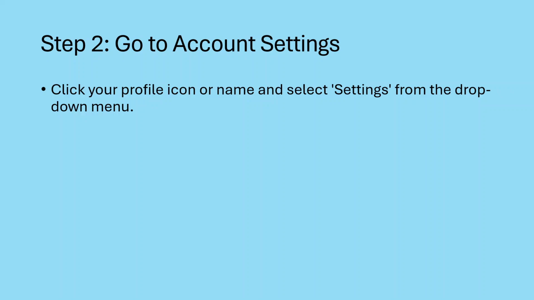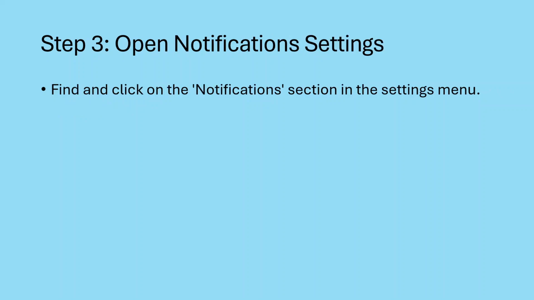Step 2. Go to your account settings. Click your profile icon or name and select Settings from the drop-down menu. Step 3. Open Notification Settings. Find and click on the Notifications section in the Settings menu.